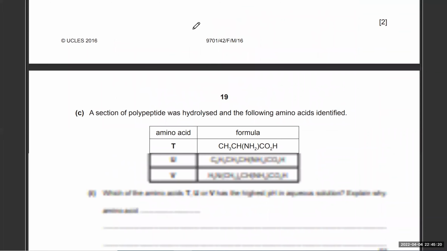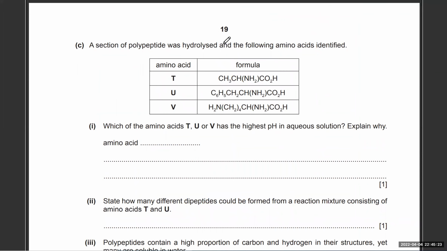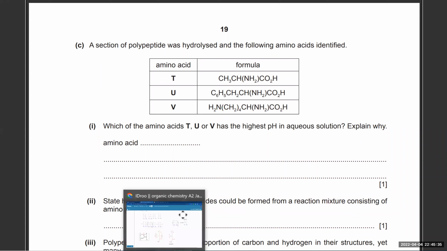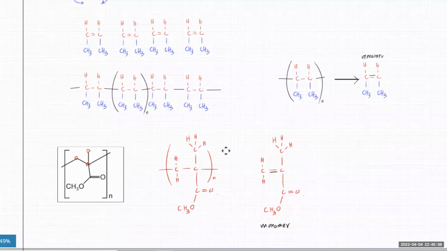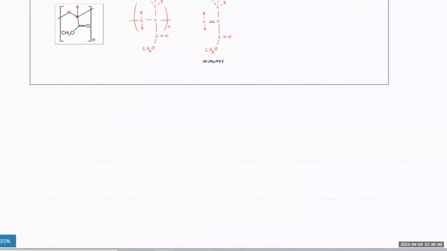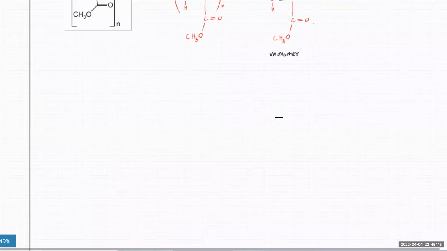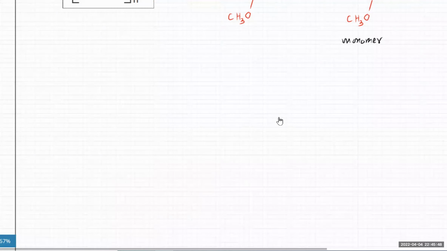Now we're seeing a section of the polypeptide was hydrolyzed and the following amino acids identified. Which of the amino acids TUV has the highest pH in aqueous solution? Explain why. I'll just quickly do polyamides as well, because that is also a type of proteins, basically. Proteins or polypeptides.